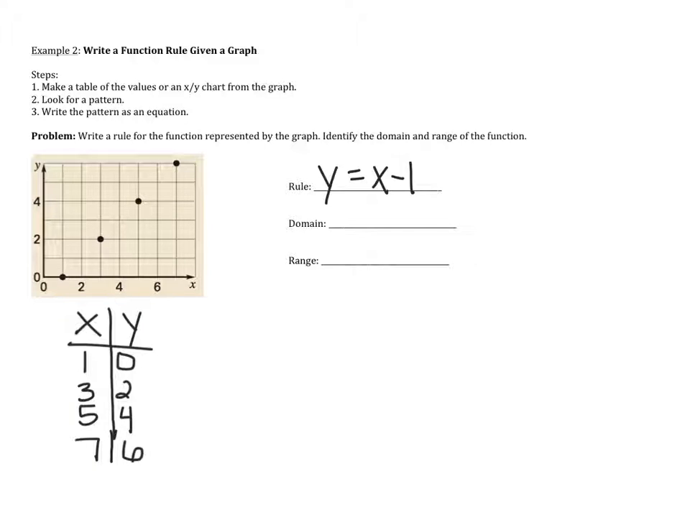So our function rule would be any y value would be equal to taking whatever the x value is and subtracting 1. The domain and the range of the function, as it's stated in this problem, would be the x values and the y values. So remember, the domain, we're always talking about a set of numbers, so we use the fancy parentheses, the braces. So we would just list our x values, 1, 3, 5, 7. And then our range, we would list the y values, 0, 2, 4, and 6. And again, we're talking about a set of numbers, so we use the fancy looking parentheses, which are called braces.